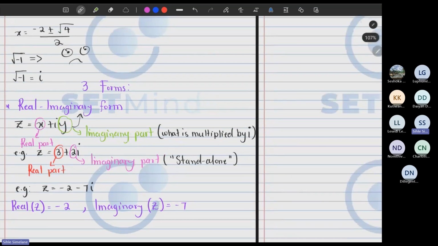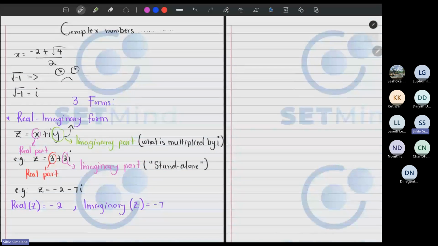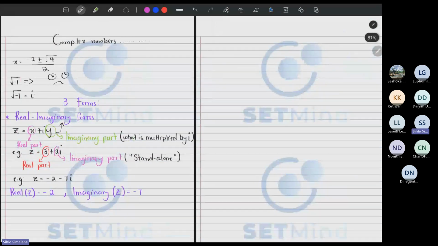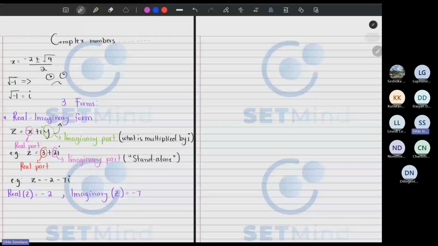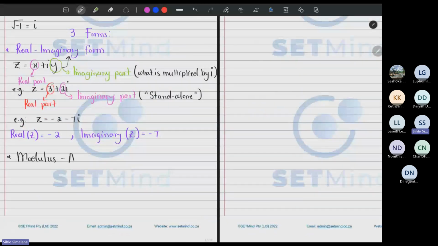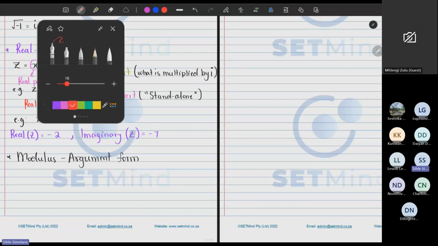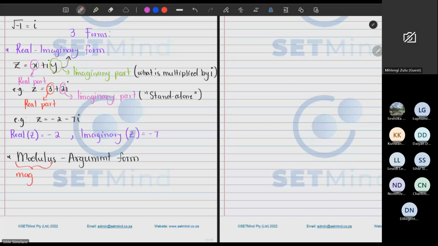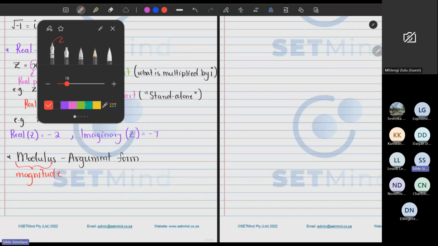Then the second one is modulus argument form. Let's go to the next one, which is modulus argument form. And by modulus, all we mean is magnitude. And by argument, all we mean is give me the angle.